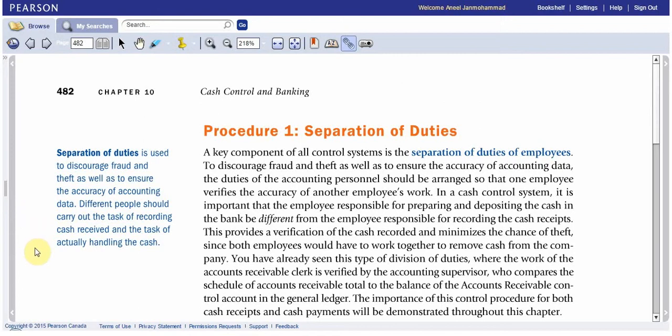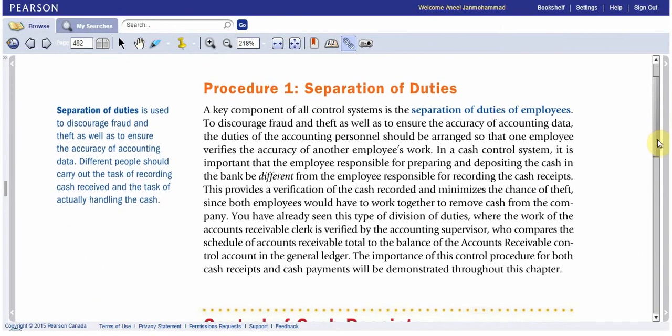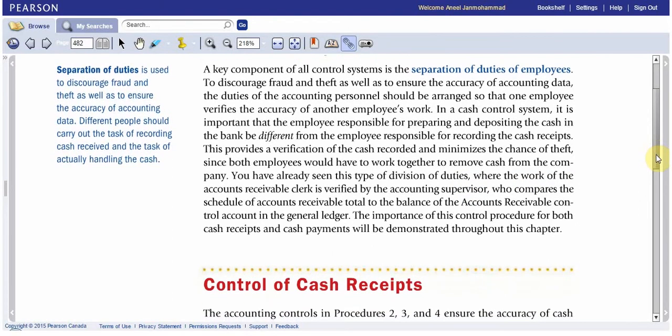Some bigger companies will have 3 different people look at it, 4 different people look at it. But it's a good idea to separate the duty of handling cash amongst more than one person. Okay, so that's what that first part is really talking about. So see that you have already seen this type of division of duties. Actually, you haven't, so never mind. Ignore that one sentence because we didn't cover that chapter. You may have last year.